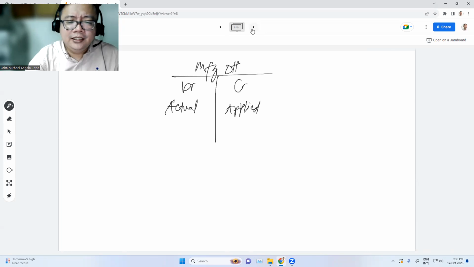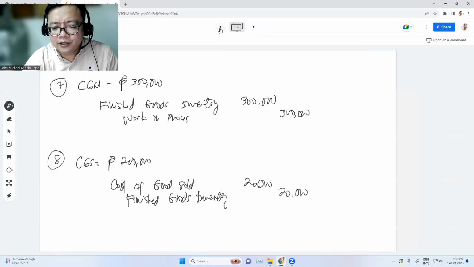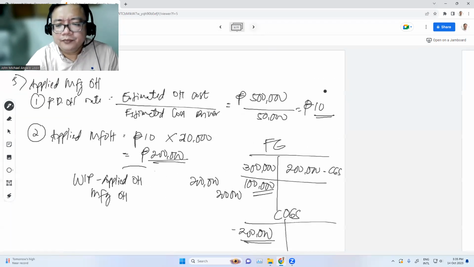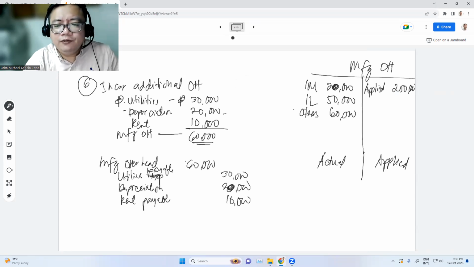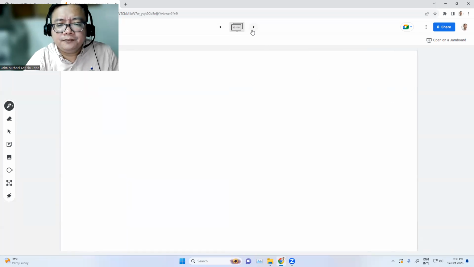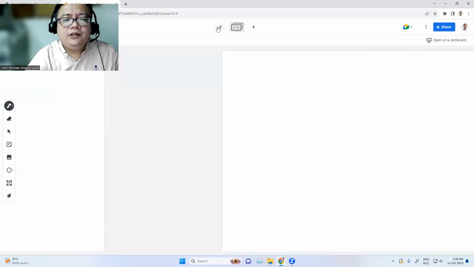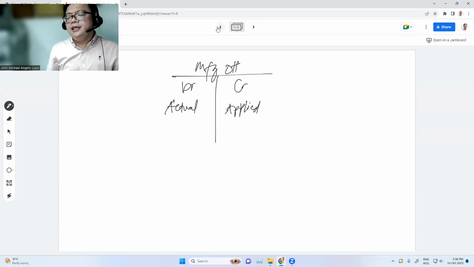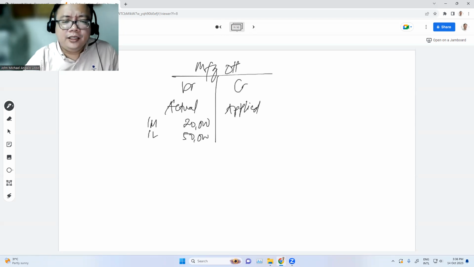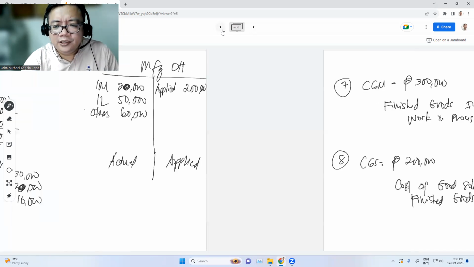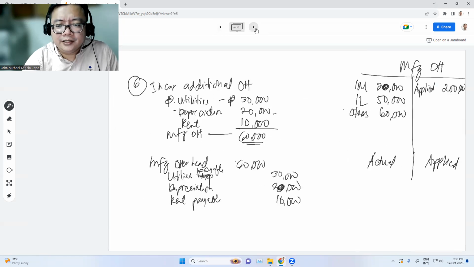So we go back to the manufacturing cost. Magkano yung manufacturing cost? Ito. 20, 50, and 60. Okay? So, ibig sabihin, indirect materials is 20,000. Indirect labor is we have our 50,000. Sorry. Tama, 20, 50, 60, diba? Yes, very good.